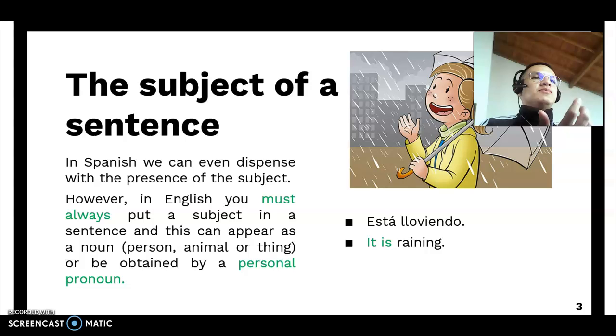One of the differences between Spanish and the English language is that in Spanish we don't need the presence of a subject in a sentence. For example, we can say está lloviendo. No necesitamos en este caso un sujeto. But in English we need the subject. We have to say it is raining. It is used to talk about animals, things and abstract things, and is a good example to talk about the weather.